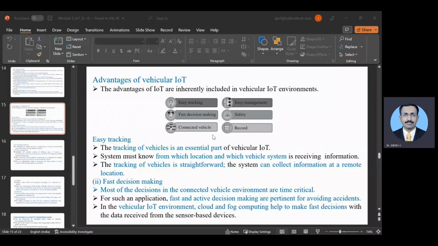Fourth one is what? Connected vehicles. Then easy management, safety and record. So these things we have seen. If there is any conclusion or doubt, we will move on to the next one.